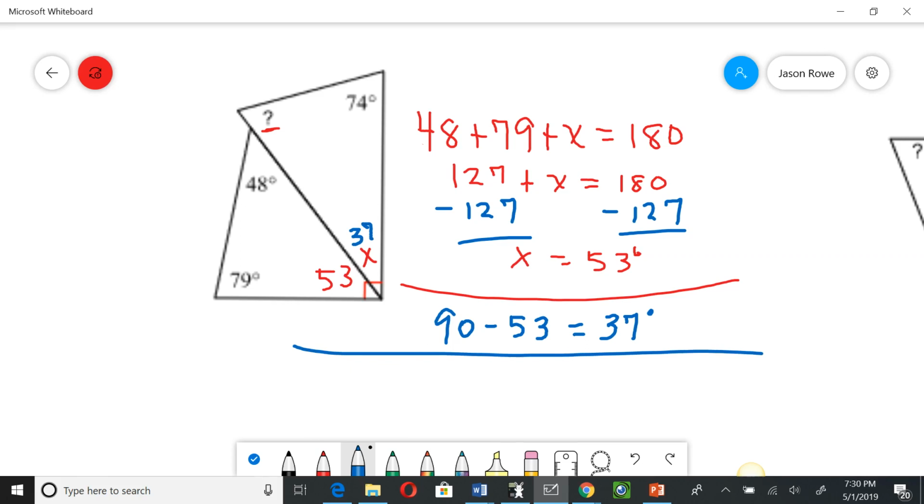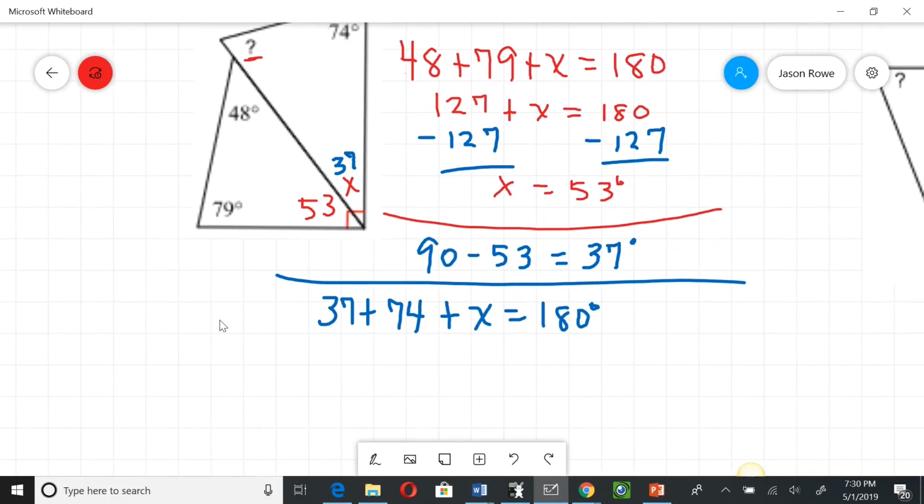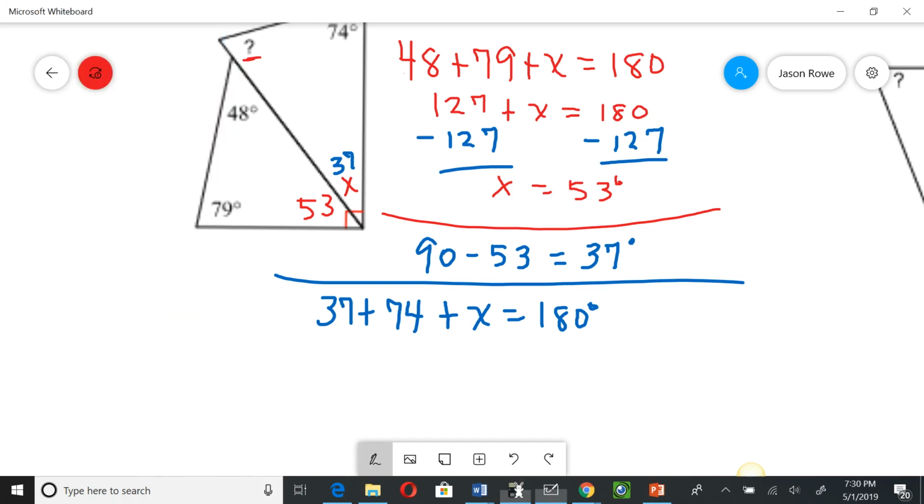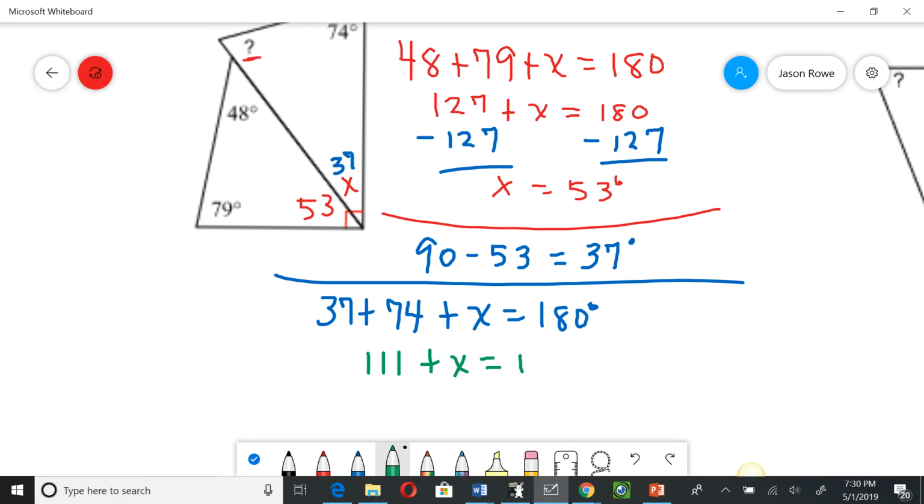And finally, we got one more thing to solve. We're going to use 37 and 74 to help us figure out this value right here. So 37 plus 74 plus X is going to equal 180 degrees. And so 37 plus 74 equals 111 degrees. We got 111 plus X is going to equal 180.